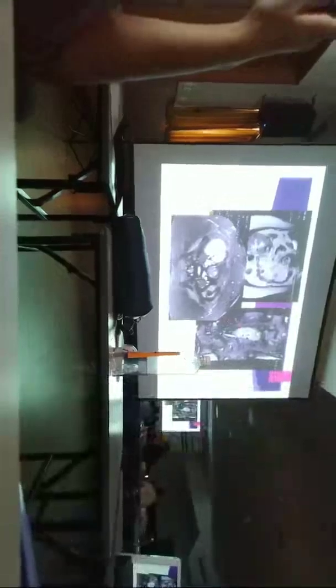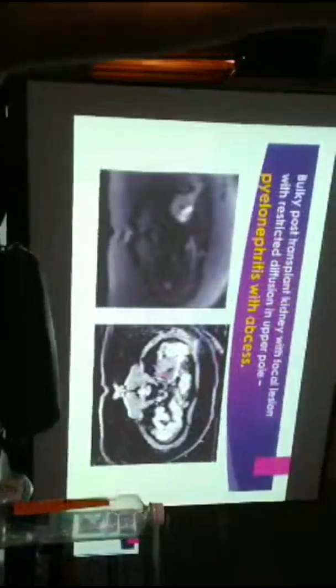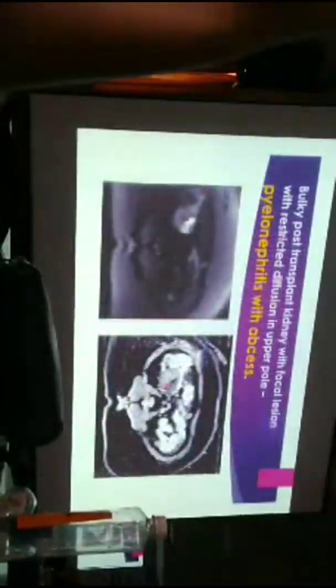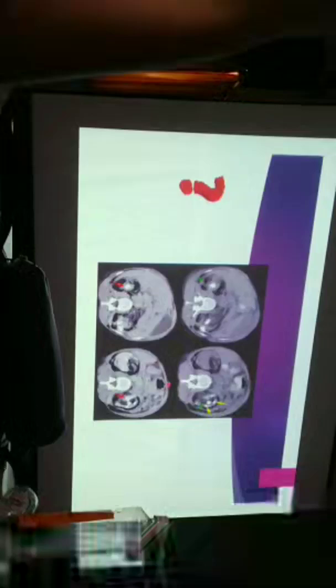That shows a focal lesion in the upper pole of the transplant kidney, and that shows with low ADC values. So this suggests a renal abscess, which is an infection, and in a post-renal transplant patient, what you will suspect is an aspergillosis. So this was an aspergillosis.